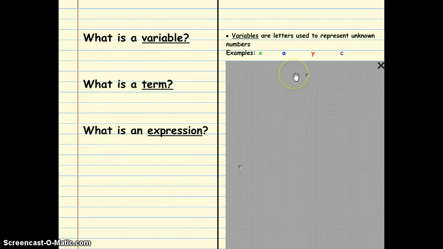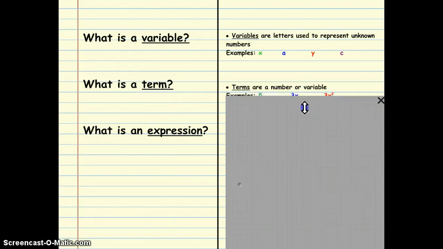Most common one is x, but we can use a, y, c, whatever letter we want that represents an unknown number. Second vocab word, what is a term? Well, terms are numbers or variables put together. So 5 is a term, 3x is a term, and 3x squared is a term.